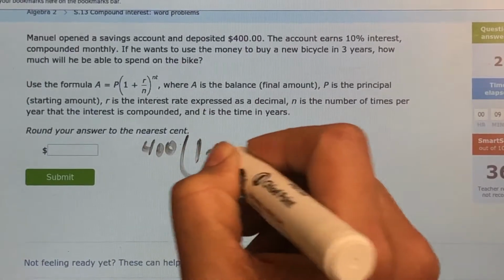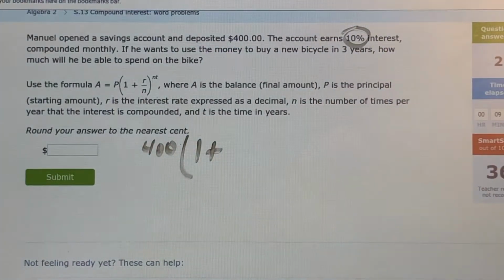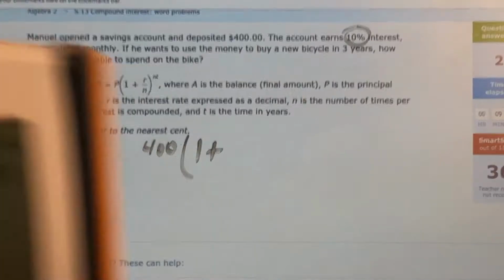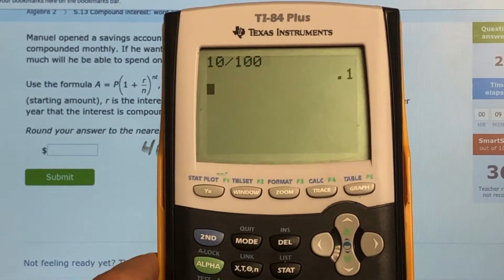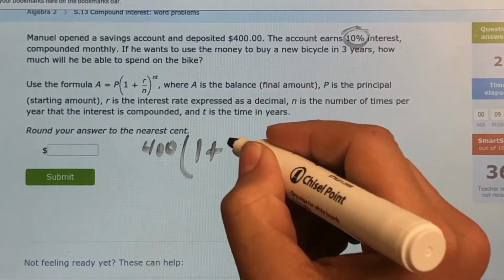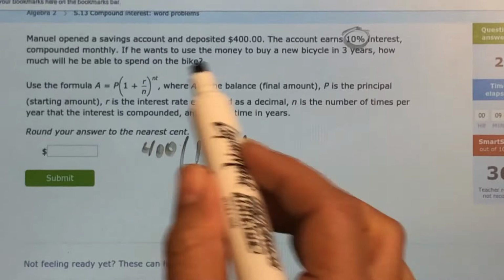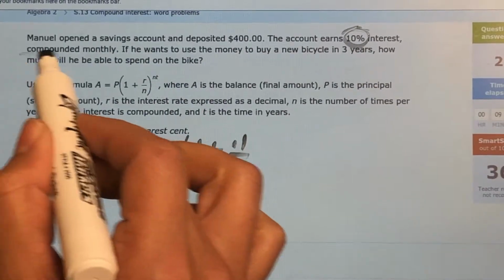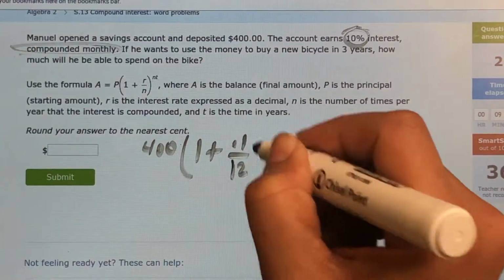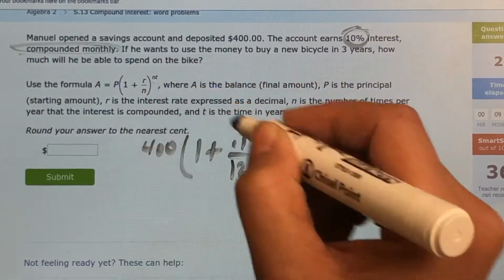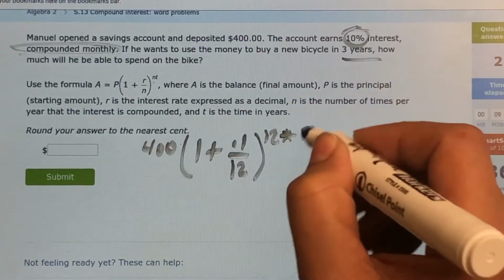So open parenthesis, 1 plus R, which is my rate of interest, which was 10%, but we just need to convert that into a decimal. So how do I do that? Divide by 100. So 10 divided by 100 is 0.1 over N, so I need to find out how many times it's compounded. Compounded monthly. So how many months do you see in a year? It's 12. So anytime I see N, I'm going to put 12. So there's an N there, so that's 12 times whatever time is, which is 3 years.